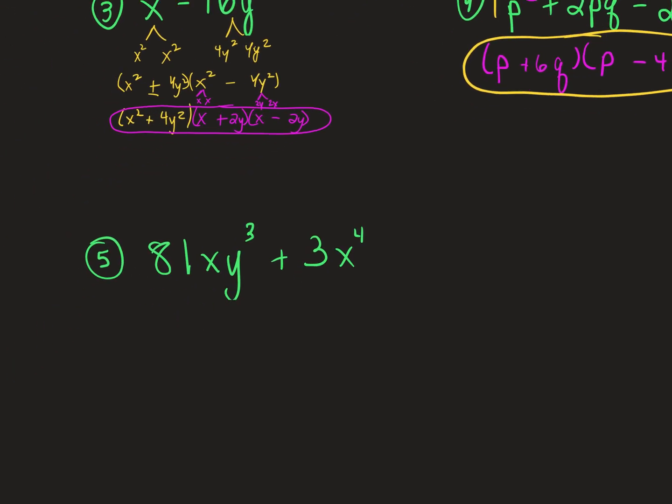All right, my last one. Again, I have 2 terms. So I'm like, ooh, is this difference of perfect squares? No, because there's a plus sign. But is there a GCF? And I look right away and I say, yes, I can divide out a 3x from both of these.